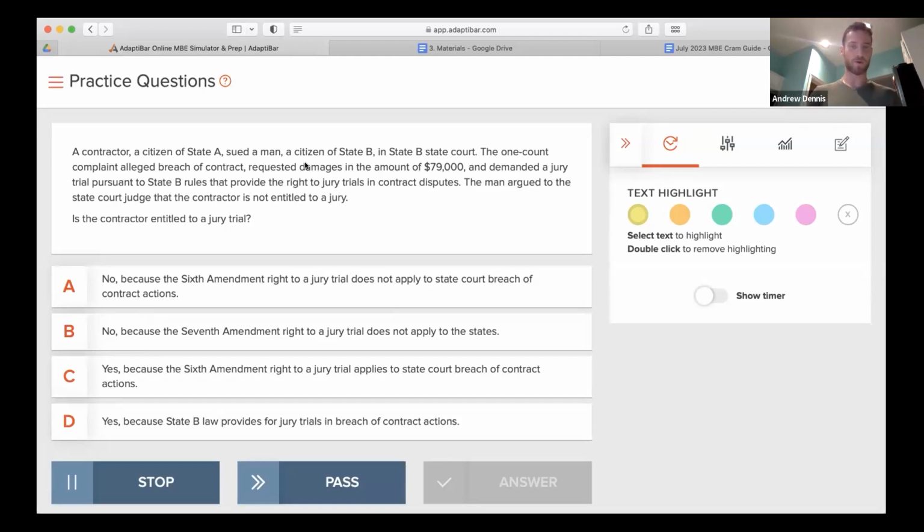No, because the Sixth Amendment right to a jury trial is not applied to the state court breach of contract actions. No, because the Seventh Amendment right to a jury trial does not apply to the states. Yes, because the Sixth Amendment right to a jury trial applies to the state court breach of contract actions. Yes, because state B law provides for jury trials in breach of contract actions.